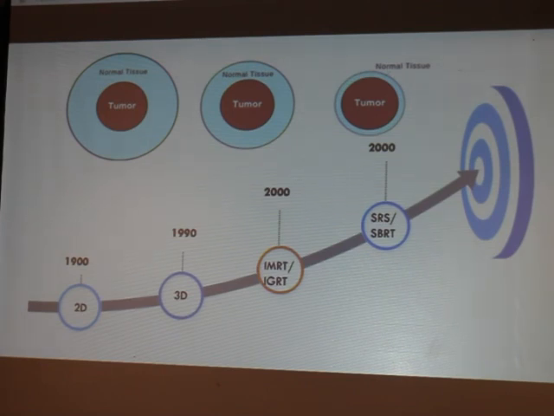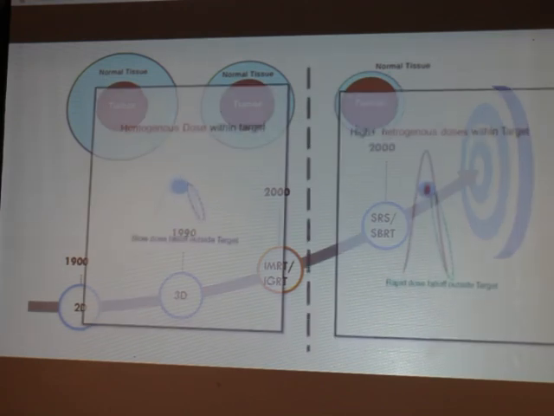As the technology grew more, we were able to focus more on our tumor. We are able to track tumors which move, like the lung tumor which moves with respiration, like the liver tumor which also moves. So there is a lot of movement. With the use of respiratory gating and different technologies, we are able to focus more on the tumor. So this is how radiation has moved from 1900 2D to now SRS and SBRT. Now there is another treatment, proton, which is coming up.